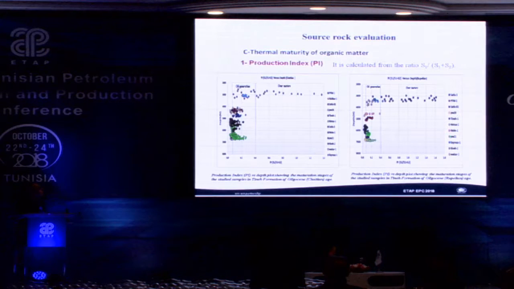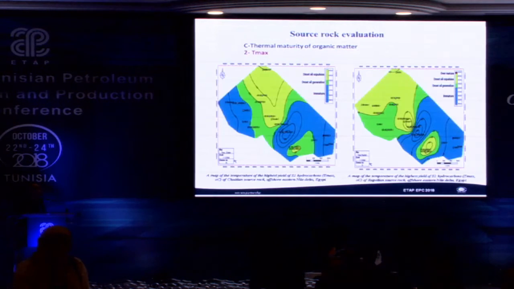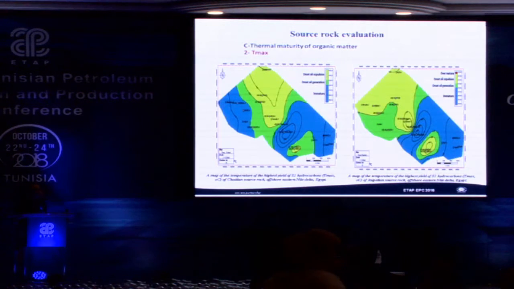Production index, most of samples showing that all samples or most of samples are in oil generation window. Tmax, the relation between hydrogen index and Tmax, showing most of samples located in the mature stage in Chattian and Rupelian age. And this is map showing the Tmax along the area. The blue is immature, green onset of oil generation, and the yellow color onset of oil expulsion.